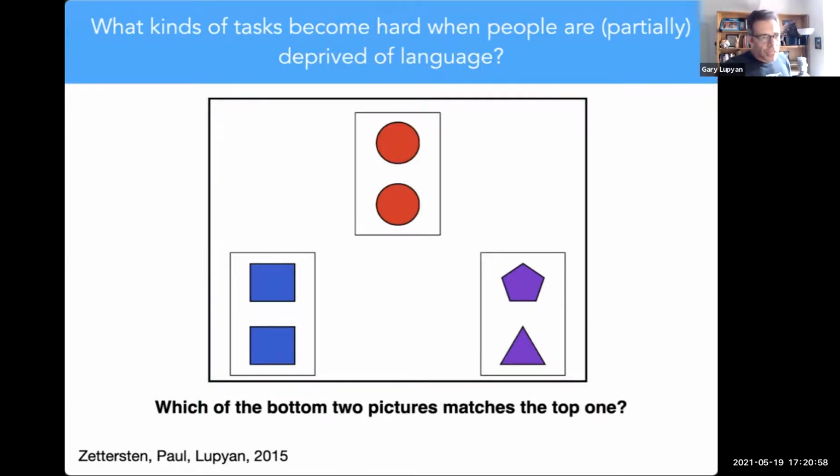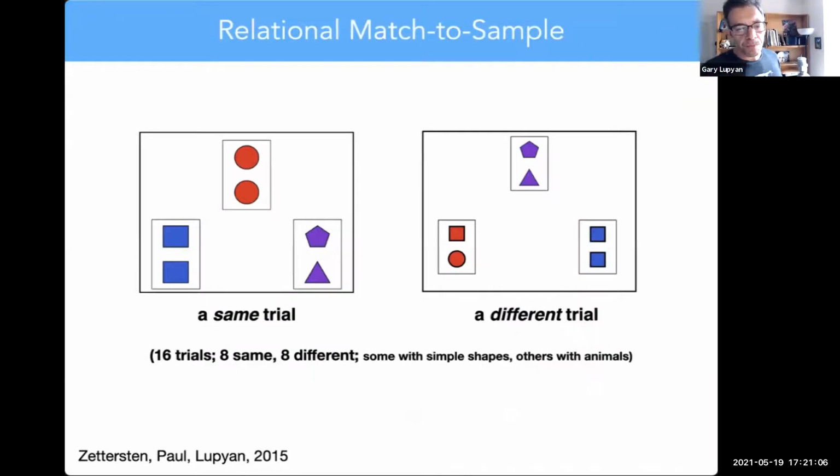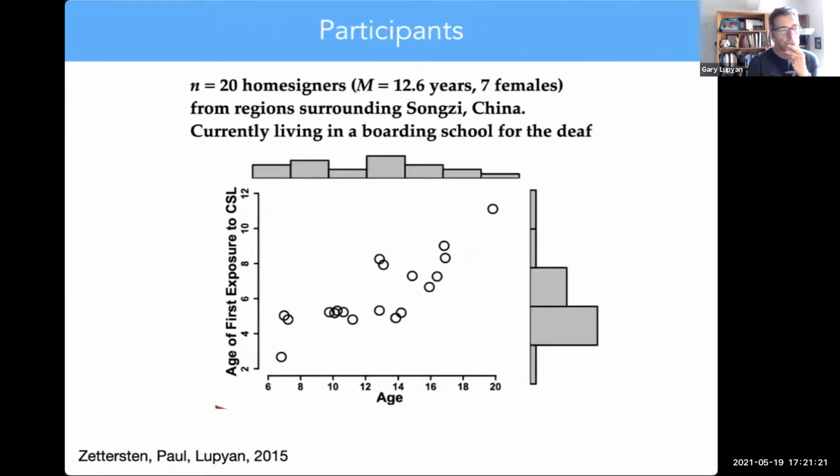Now, this relationship happens to be very easy to name. Oh, it's same and different. And if you tell people that's what it is, this task becomes trivial. But what happens when people might not know that, are not exposed to labels like same and different? So we ran this task on a somewhat unique population of 20 home signers, children and young adolescents, who were living at a boarding school for the deaf in central China.